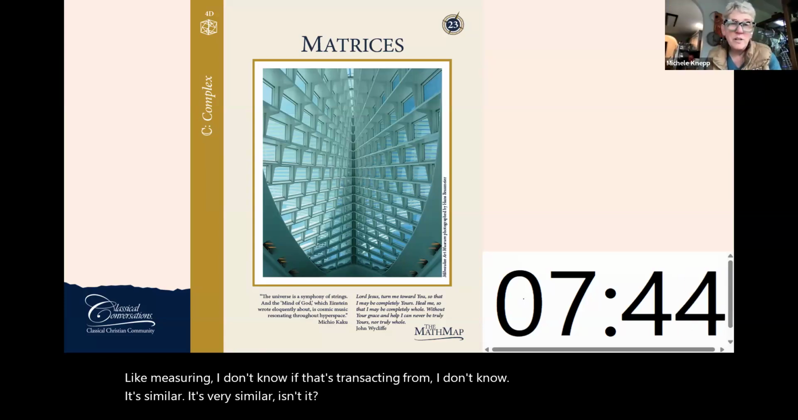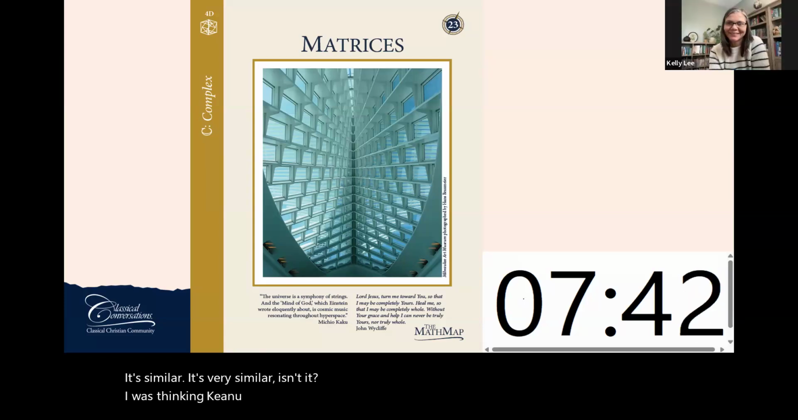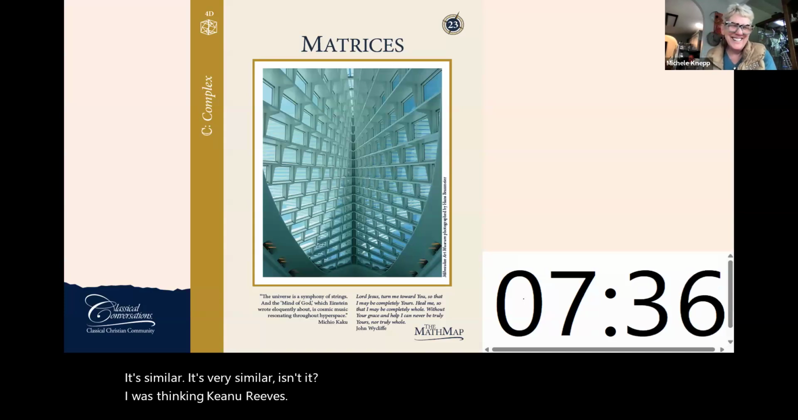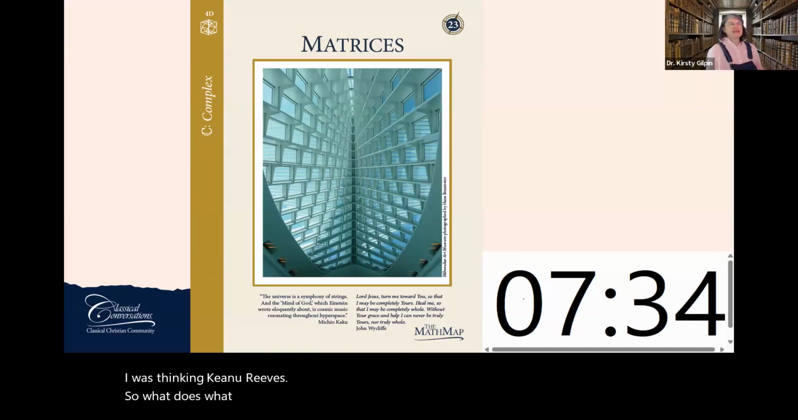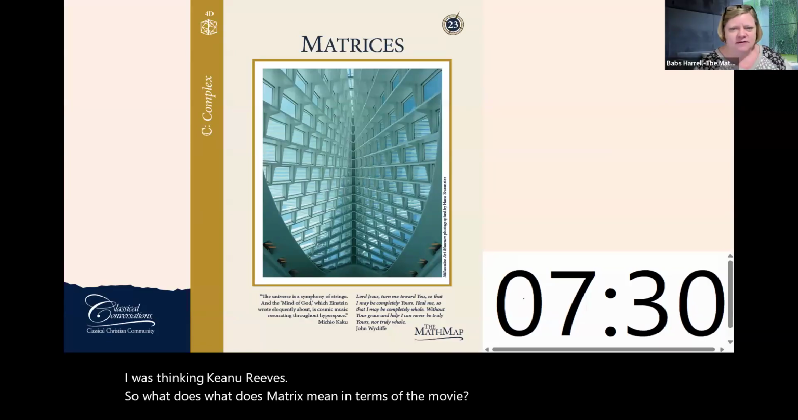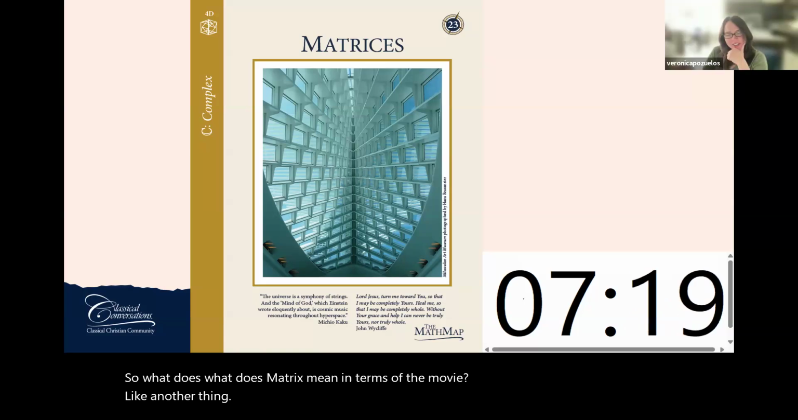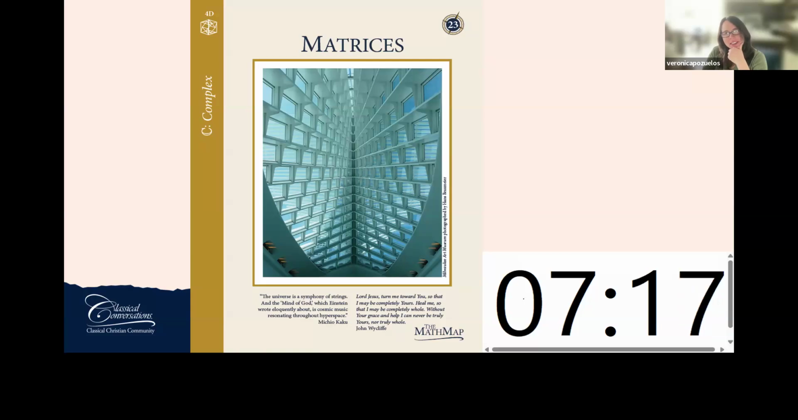I was thinking Keanu Reeves was the one. Same thing. The Matrix was what I was thinking of too. Well, what does matrix mean in terms of the movie? Like another dimension, right? When they were in the Matrix, weren't they in another dimension, or another dimension might not be a good word. Like an alternate reality or something.